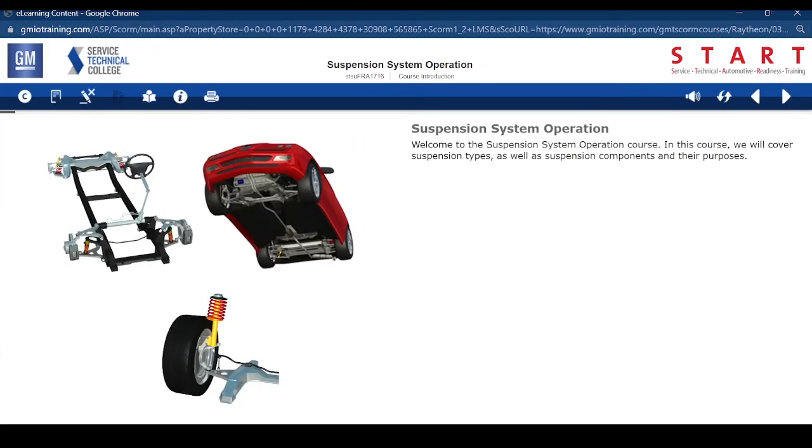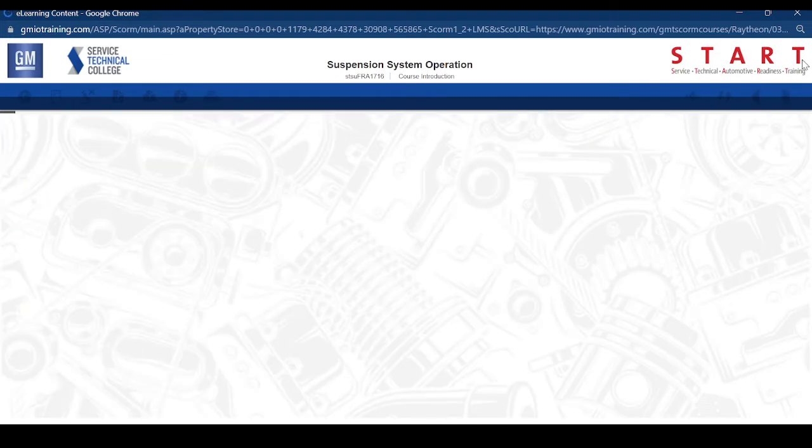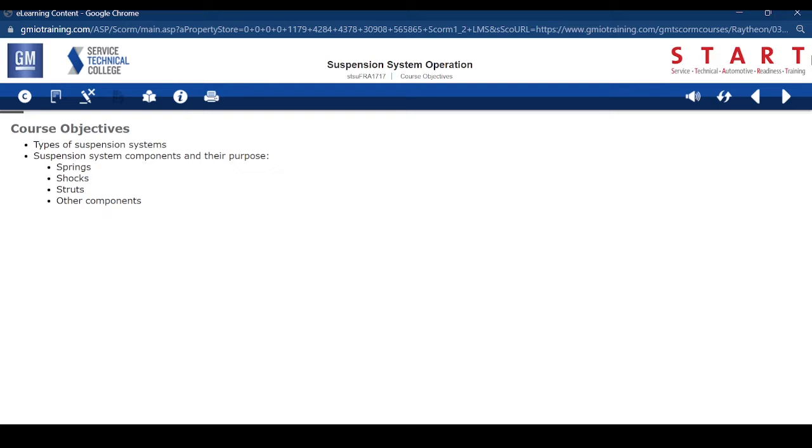Welcome to the Suspension System Operation course. In this course, we will cover suspension types as well as suspension components and their purposes. Upon completion of this course, you will be able to identify types of suspension systems, suspension system components and their purpose, including springs, shocks, and struts.